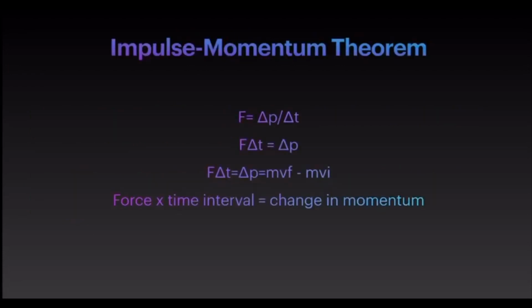Okay, what is the Impulse-Momentum Theorem? It states that the force equals delta p over delta t. Delta means the change in. So, force equals the change in momentum over the time interval. This theorem has many shapes, one of them being the force times the time interval equals mass times the final velocity minus mass times initial velocity. So force times time interval equals change in momentum.